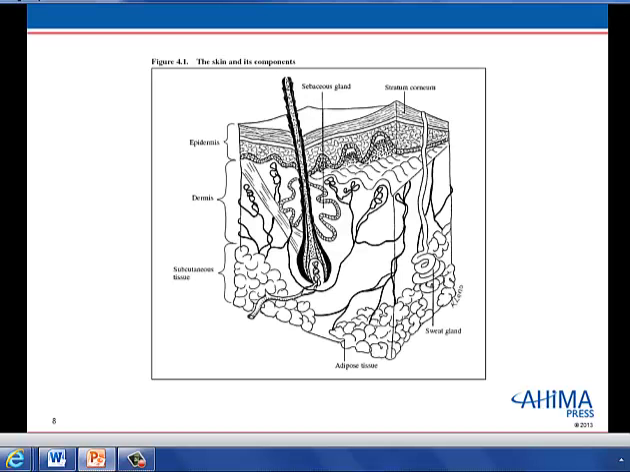Here is an illustration of the skin and its components. Note the layers of the skin: epidermis, dermis, and subcutaneous tissues. A similar illustration is located in the workbook and the CPT book in the beginning of the surgery section.